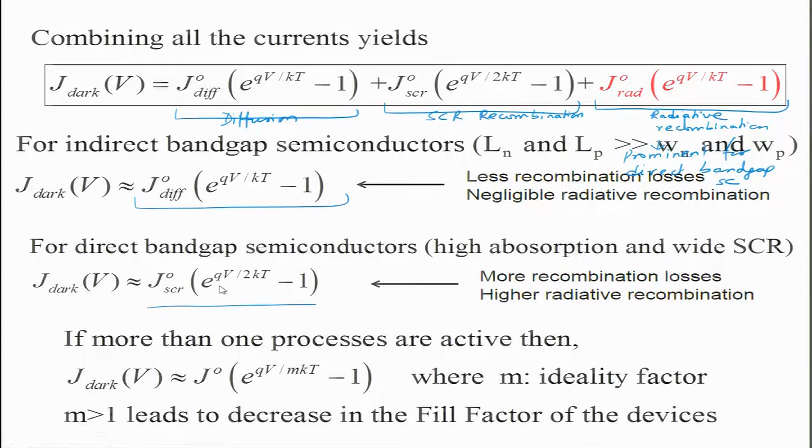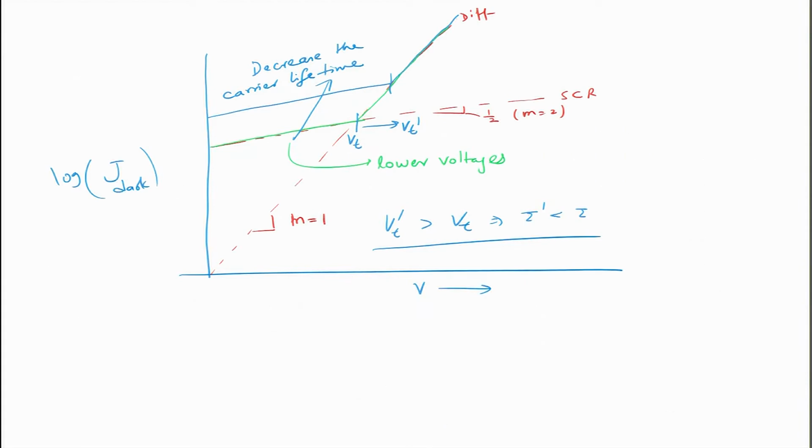And generally what happens is that we see more than one process. As a result, we generalize this equation as J dark(V) is equal to J naught into exponential of qV by mkT minus 1, where m is the ideality factor. When m is equal to 1, the behavior of the device is ideal, but if m is greater than 1, then the device behavior is non-ideal, which means more than one process is active as far as dark current is concerned. So, this is what we were doing.